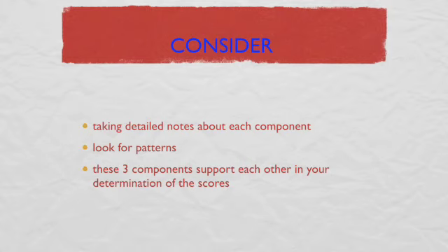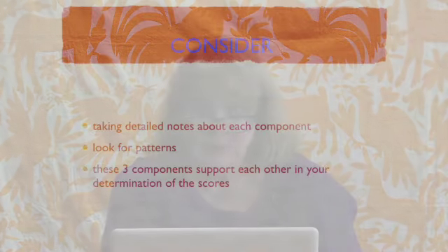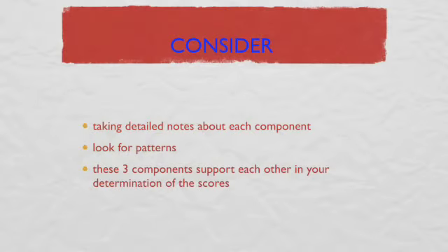And then if I'm working directly with the child and I pass a light in front of their eyes and they keep their eyes wide open as they look at the light, that's a third piece of information. Now I feel pretty confident about my score relative to light. So take notes, don't make judgments until you get all the information you need, then look for patterns. These three components support each other in your determination of the scores.